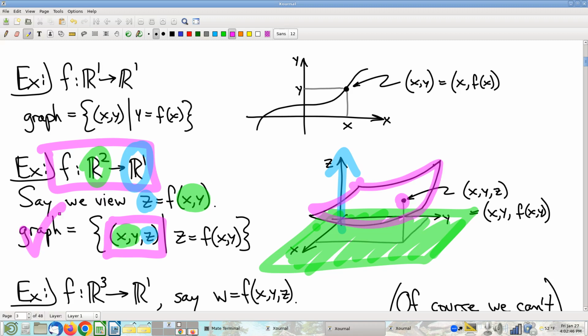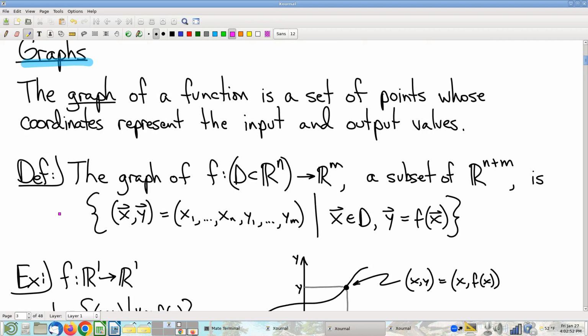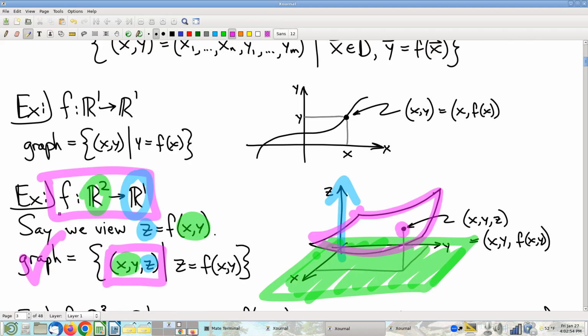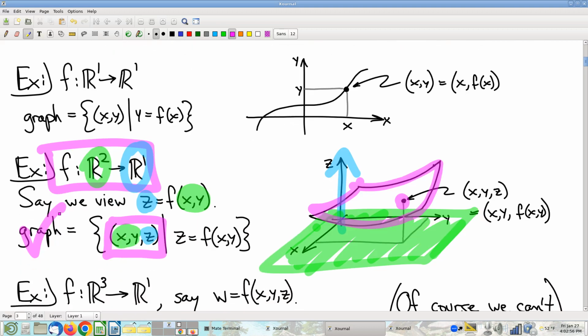Okay, so it's the same kind of thing, right? It's a morally equivalent process. Just another example of this generalization, just a little bit higher dimensional. Everybody good?